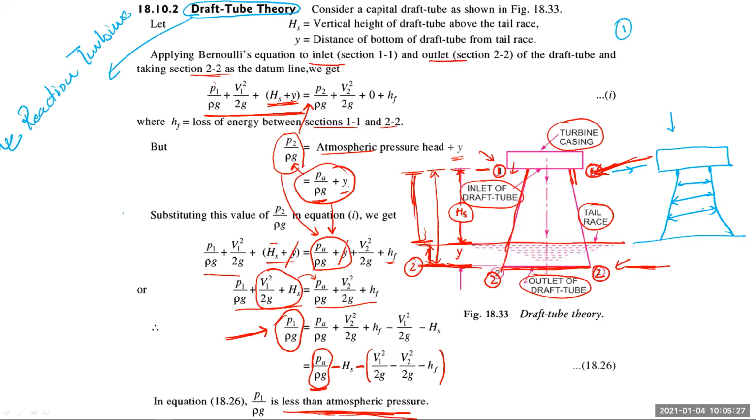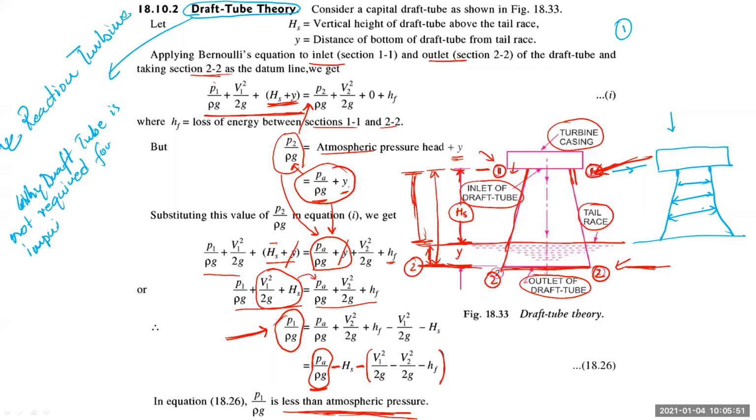The question is why the draft tube is not required for an impulse turbine. Can anyone answer this? Okay, this is the question. It is required only for your reaction turbine.